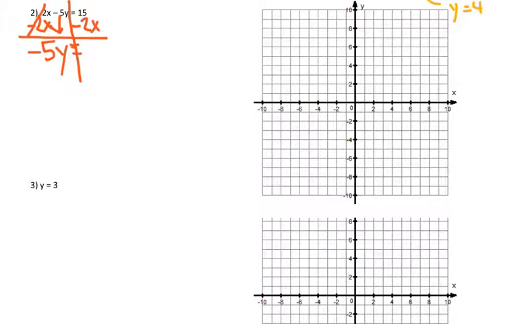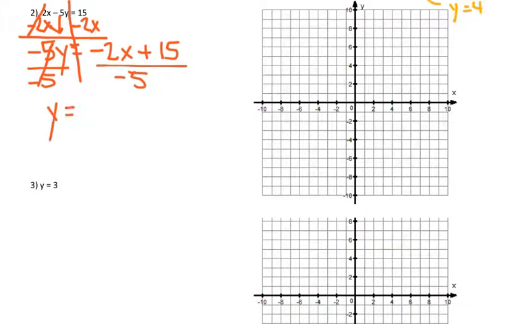And then because we like our x's to come before the constant 15, I'm going to put negative 2x plus 15. My next step is to get the y by itself by dividing by negative 5. And negative 5 divided by negative 5 is 1, so I'm left with y equals, which is what I wanted. And then if I take a look at my m value, I have negative 2 divided by negative 5. Two negatives make a positive when you divide them, so I'm going to just put 2/5.